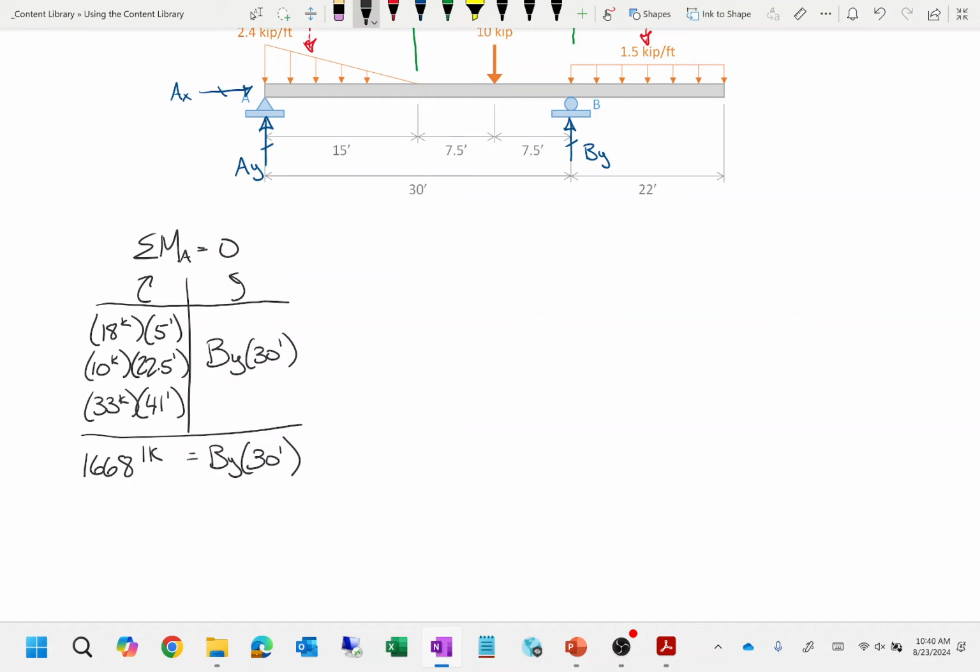All right, so dividing both sides by 30. I think that's going to be positive. And what is that going to be? 55.6. Yeah, so I'll probably just go 2 decimal places and say 55.67, which is 55.67 kips going up. Okay? Do I have a second?